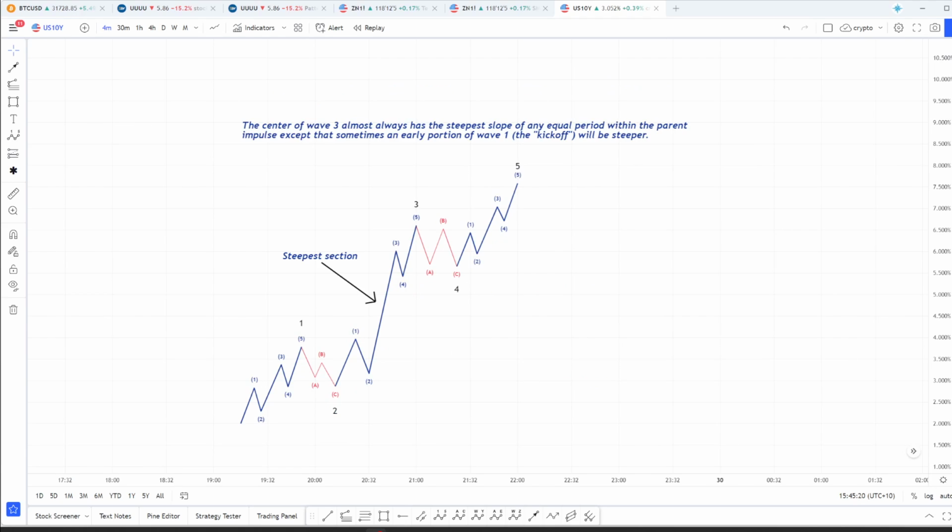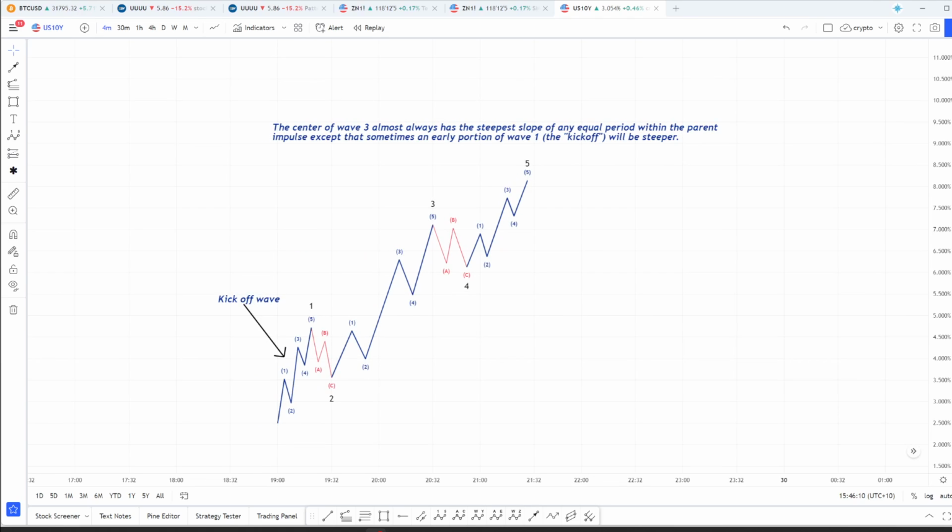The center of wave 3 almost always has the steepest slope of any equal period within the parent impulse, except that sometimes on an early portion of wave 1, the kickoff will be steeper. So you can see here that wave 3 is the steepest wave, and within that wave, the third wave subdivision is the steepest again. So that would be where I would say the center of wave 3 is, and that is usually where the strongest price action can be found, so it makes sense that price would be advancing the most rapidly in that position.